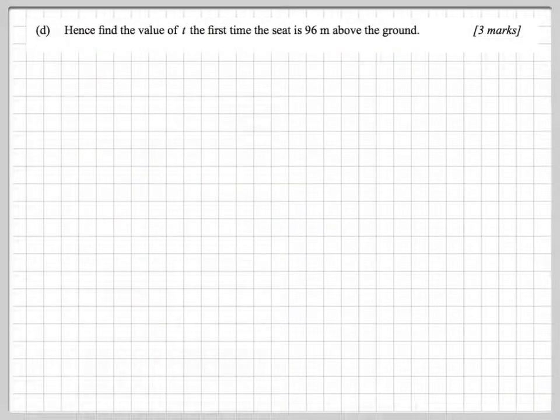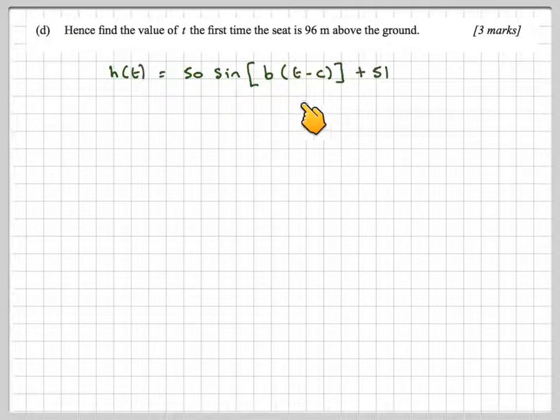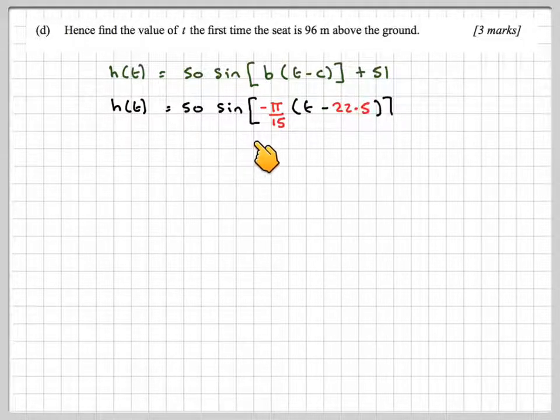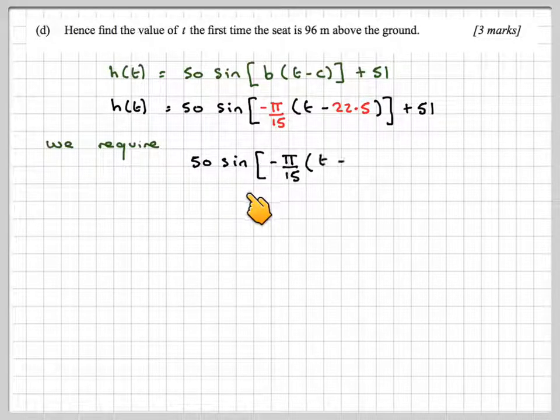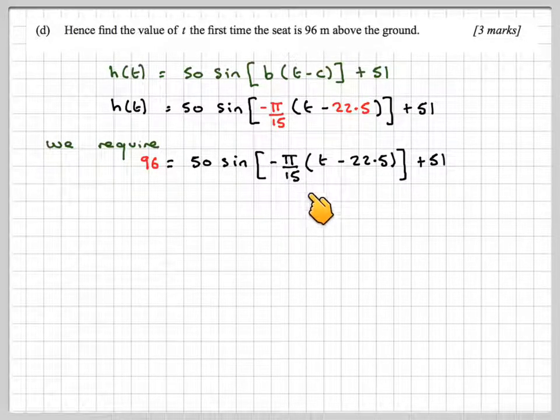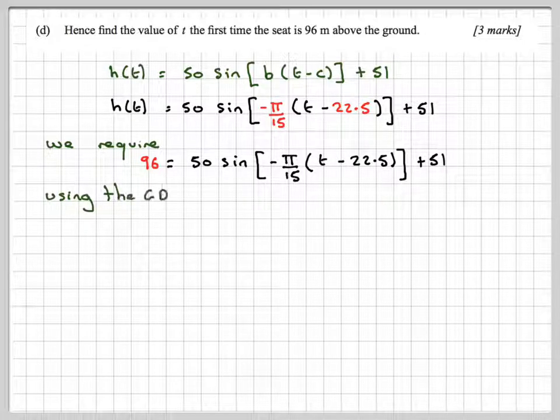Right, the last part is going to allow us to use our GDC. Hence, find the value of t for the first time the seat is 96 meters above the ground. So we've got h of t is 50 sine bt minus c plus 51. Putting in our values, h of t is 50 sine minus pi over 15 brackets t minus 22.5 plus 51. We require that equal to 96. So to do that, we're going to use our GDC.